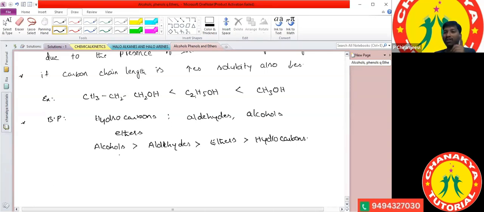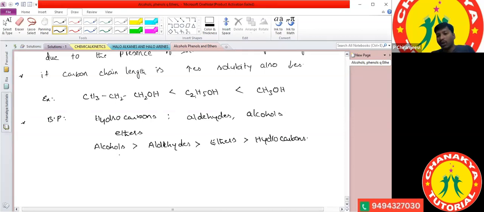Due to the presence of intermolecular hydrogen bonding, their melting points and boiling points increase, and their solubility also increases. That means solubility depends upon the number of hydrogen bonds. As the number of hydrogen bonds increases, solubility increases. If solubility increases, their boiling point temperature also increases, because it forms more hydrogen bonds.